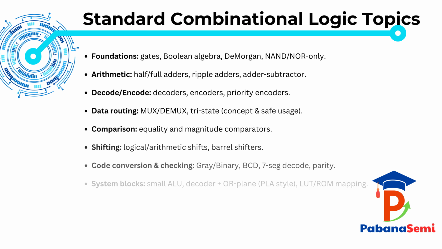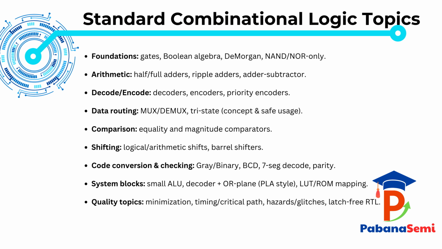Here is the roadmap of standard combinational logic topics we will learn in this course. We'll begin with the foundations: logic gates, Boolean algebra, De Morgan's laws, and NAND or NOR-only implementations. Next, we move into arithmetic, covering half and full adders, ripple carry adders, and the adder-subtractor. Then we'll cover decode and encode blocks such as decoders, encoders, and priority encoders. After that comes data routing, including multiplexers, demultiplexers, and tri-state concepts with safe usage practices.